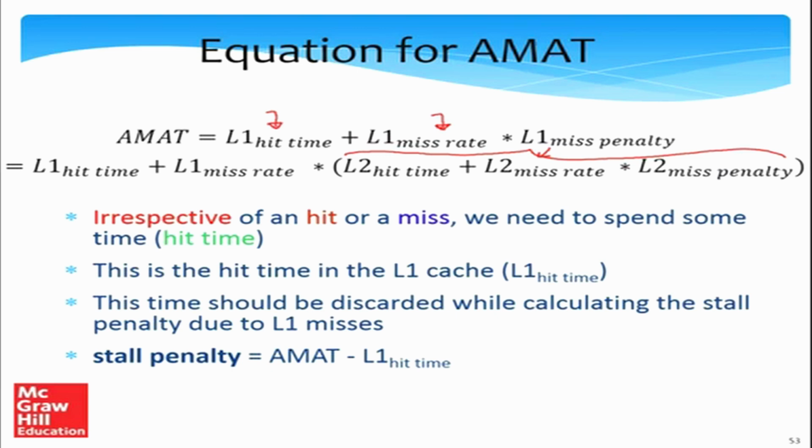For every L2 access, we have the L2 hit time, because irrespective of a hit or miss, we will take some time to figure out whether it's a hit or miss. Plus, some of these accesses will again miss in the L2, so it'll be the L2 miss rate, and similar to the L1 miss penalty, we'll have an L2 miss penalty, which is the number of cycles it takes to go down the memory hierarchy and fetch a value. So this is pretty much the formula for the average memory access time. And of course, we can go further down, which I'll cover in the next few slides.